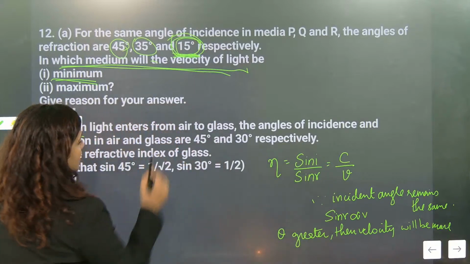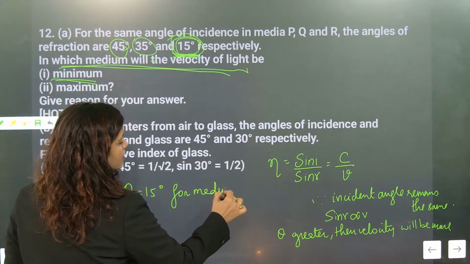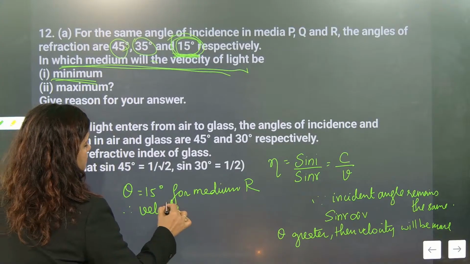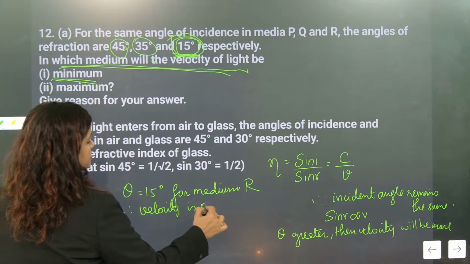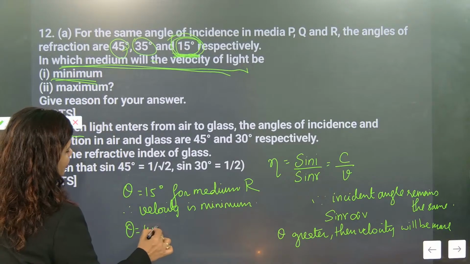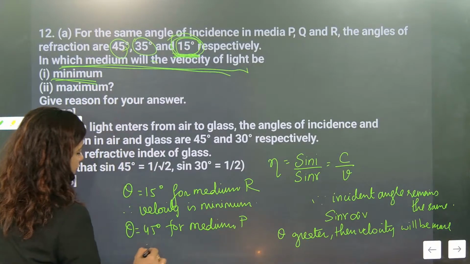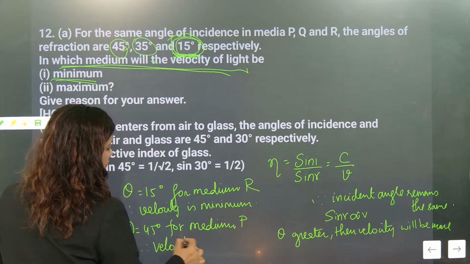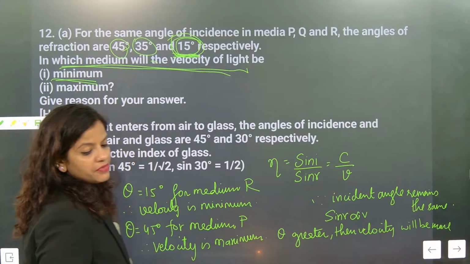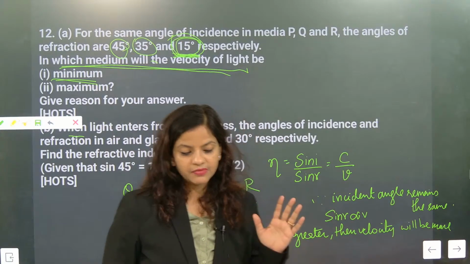So theta is 15 degree for medium R. Therefore, velocity is minimum. Theta is equal to 45 degree for medium T. Therefore, velocity is maximum. So velocity is minimum and maximum. Did you get that? When velocity will be minimum and when velocity will be maximum. Till here done.